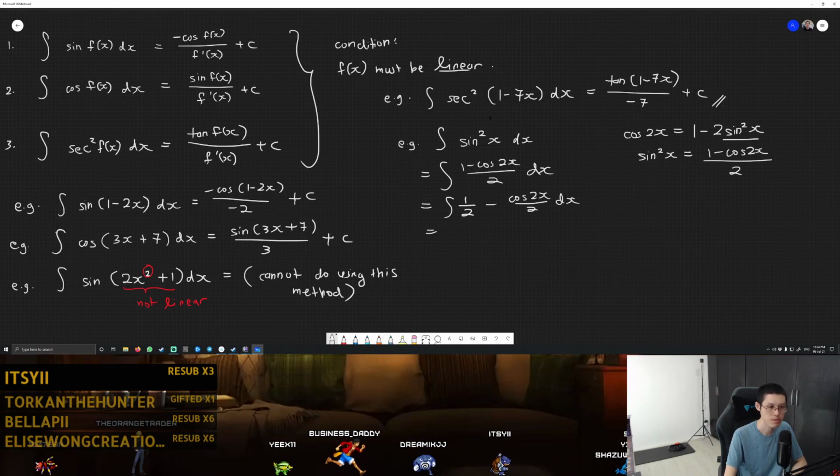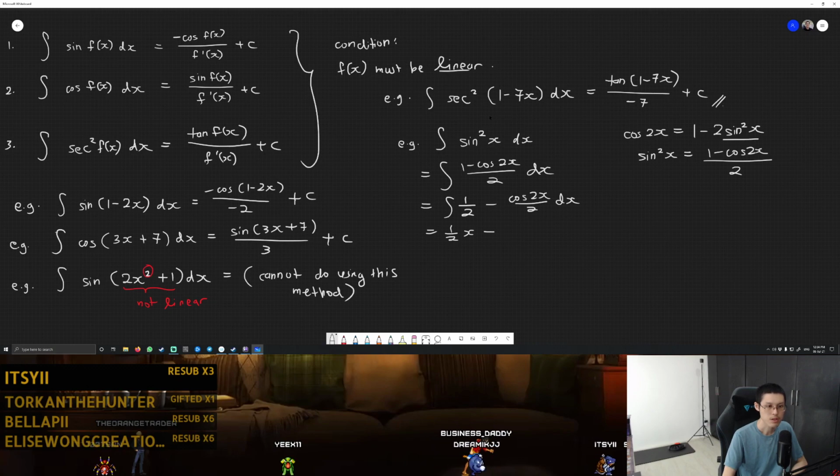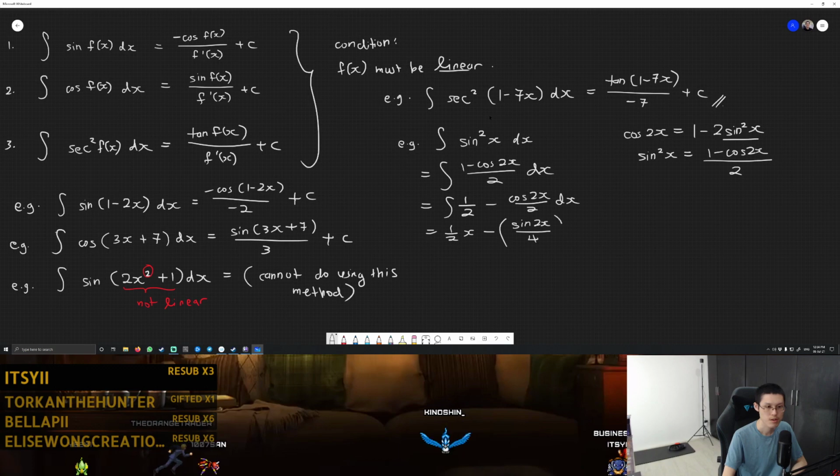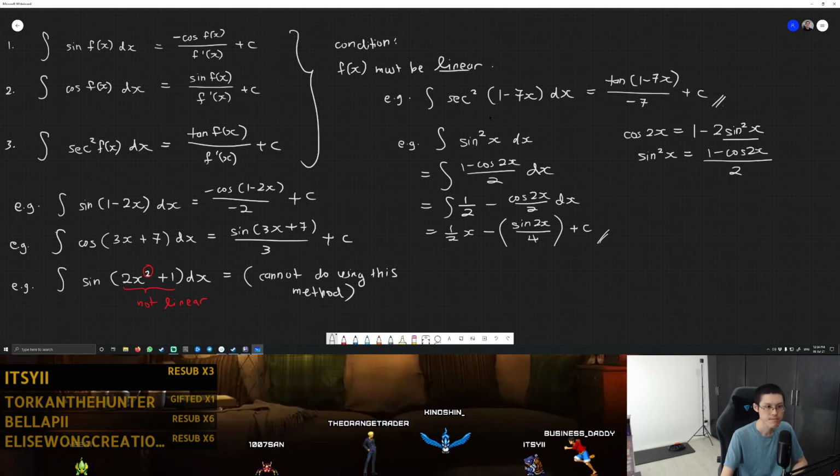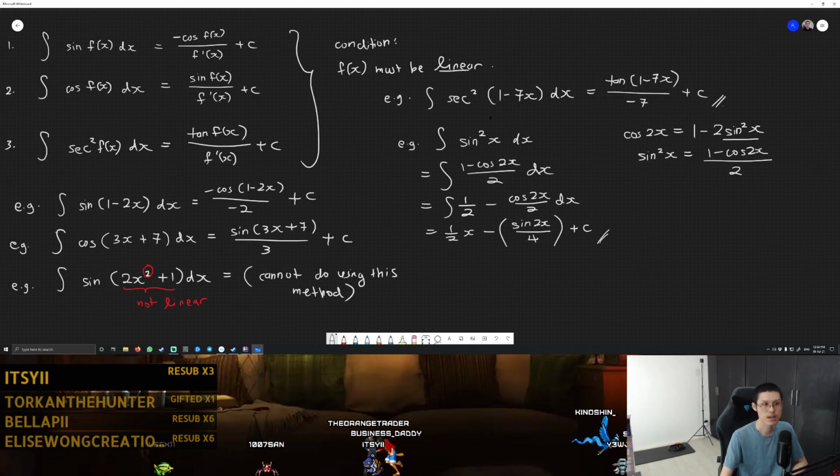The first term just gives you half x, and then the second term is going to give you sine 2x over 4, and then plus c. And there you go. That's how you integrate sine squared x. Okay? Let me show you another example.